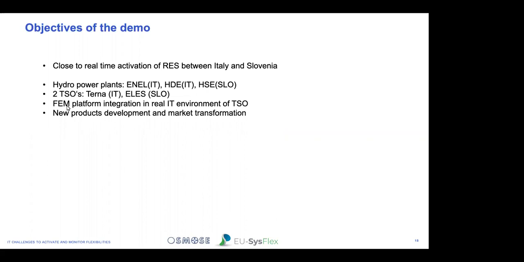Actually, I will show you a few insights and experience gained through the integration of the Flex Energy Market platform in the real IT environment of the ELES business IT environment. And of course, the objective is, as it was said before, the new products development and the market transformation.